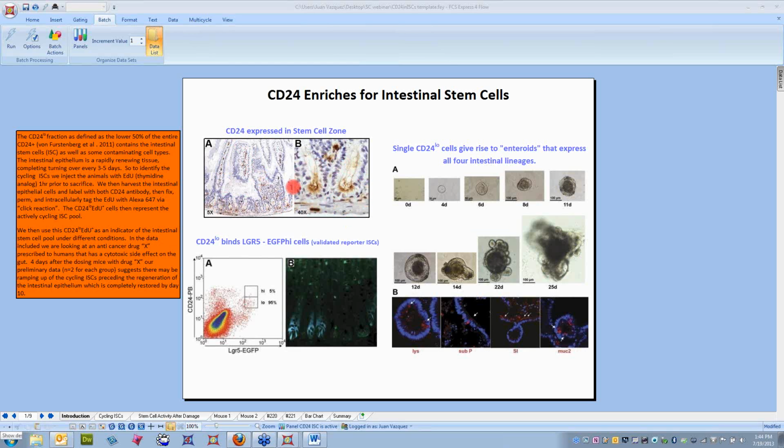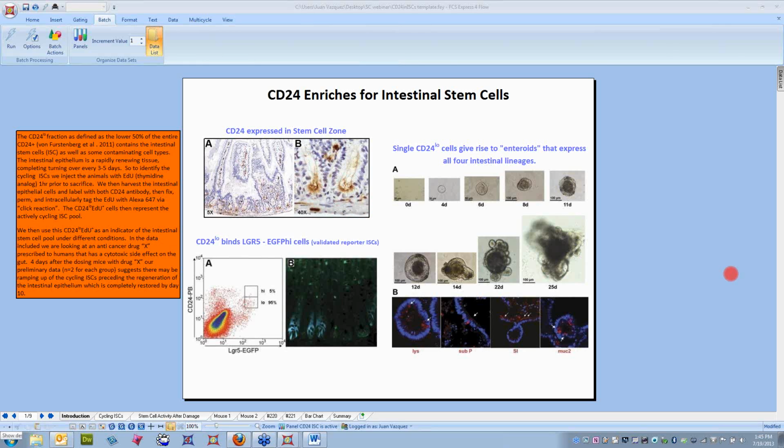Panel B definitely shows it more clearly. You can see a crypt here, and you can see the dense CD24 staining at the very base in the stem cell zone. You'll also see some brown hot spots in the endothelium, which is essentially the villus core. We're not concerned with that because we make an epithelium preparation, so we're only taking the cells from this crypt base that have CD24.